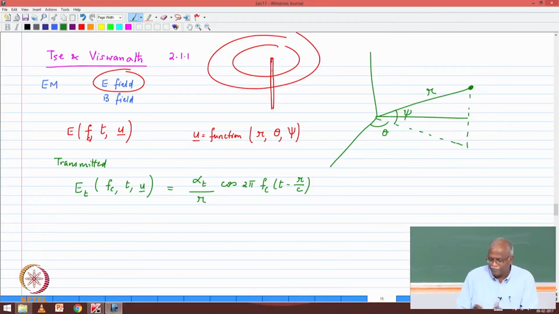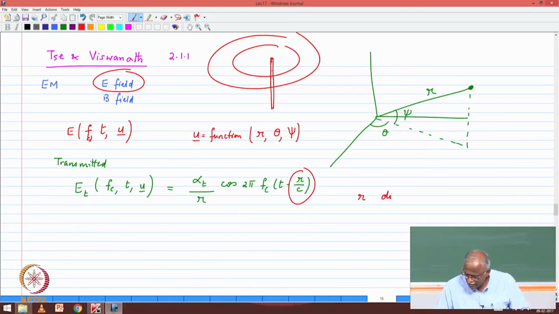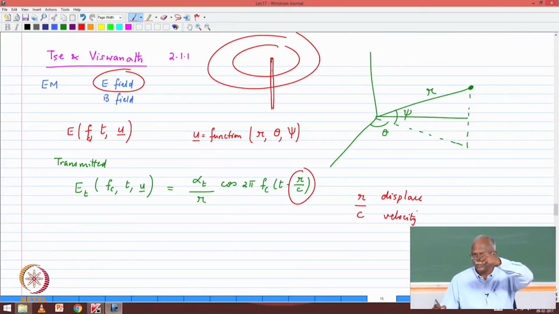Again, this is something that we have seen before. The reason I introduce it using the notation of Tse and Viswanath is that it will enable you to understand. So why is this r by c important? r is the displacement, or the distance, and c is the velocity of light. So that's the time that it takes for the electromagnetic wave to reach you at the receiver location. So velocity of light. Okay.